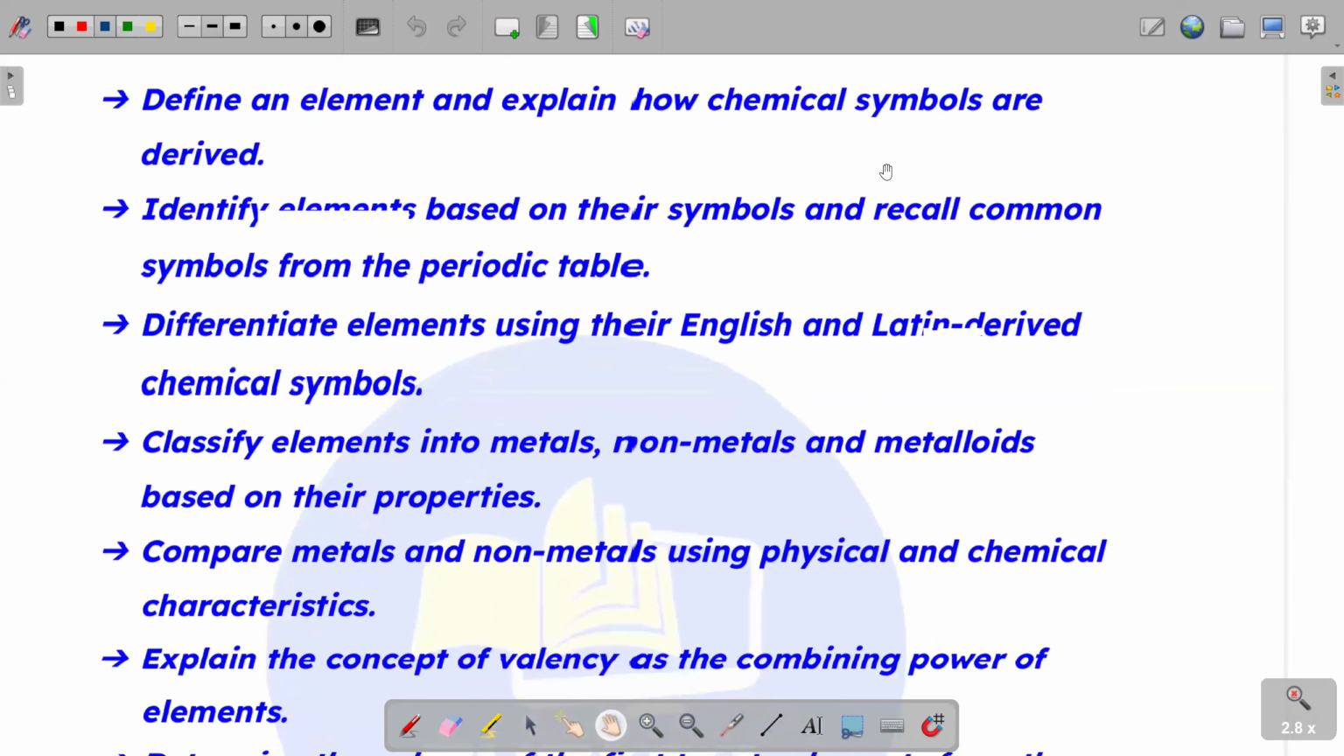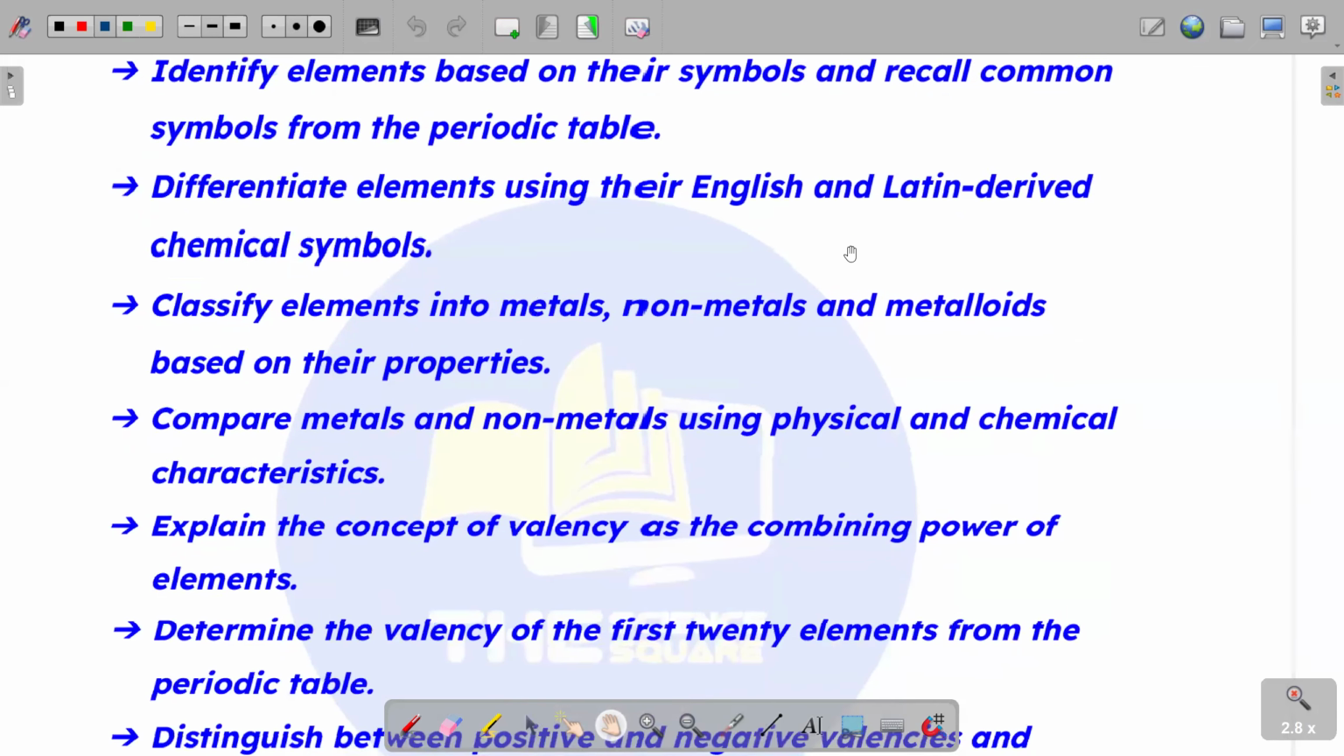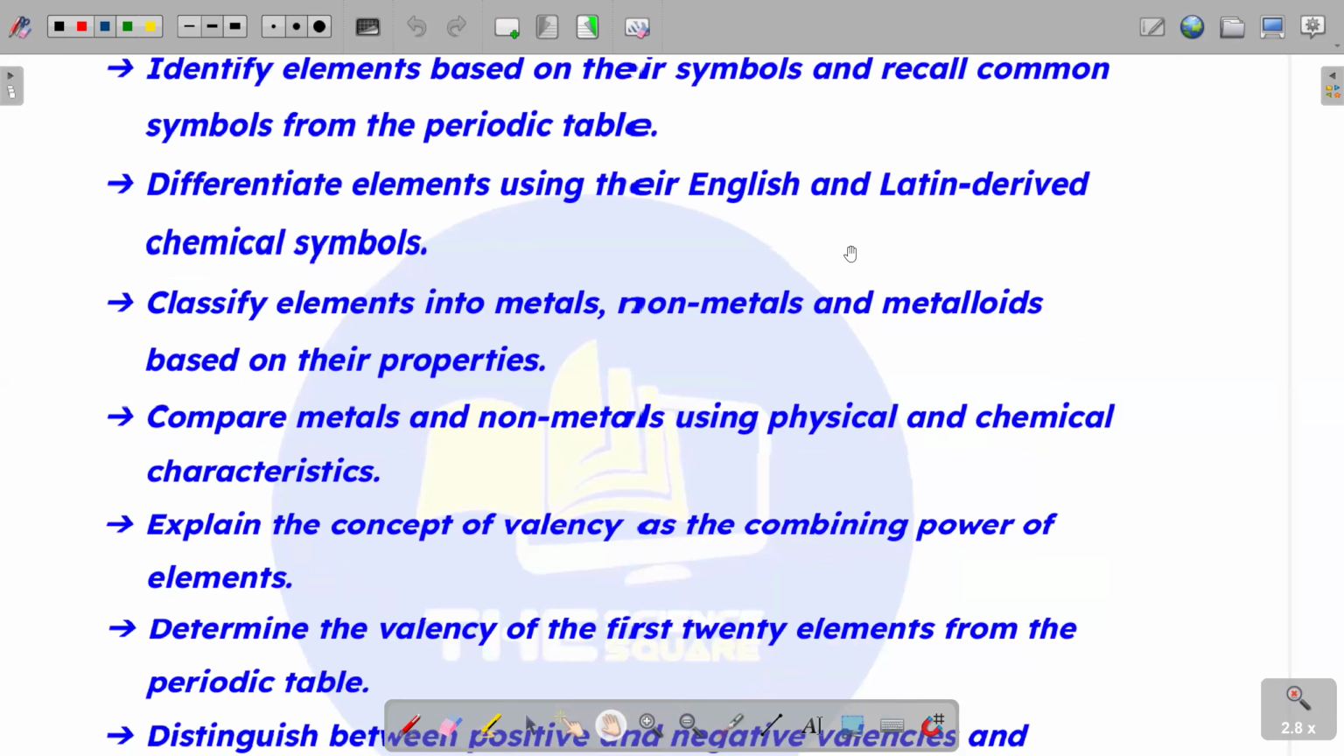That is, you should be able to identify the symbols of various elements and recall their common symbols on the periodic table. Also, you should be able to differentiate elements using their English and Latin derived chemical symbols. Classify elements into metals, non-metals, and metalloids. You should be able to make that classification. Also, you should be able to compare the properties, both physical and chemical properties of metals and non-metals.